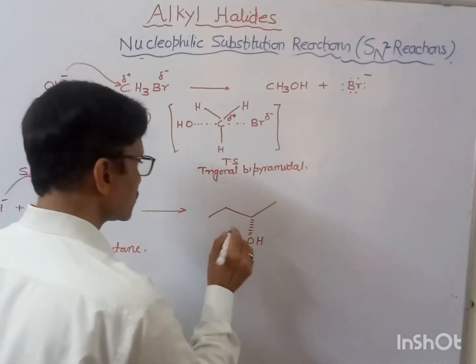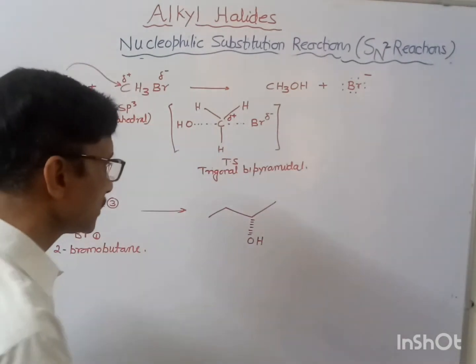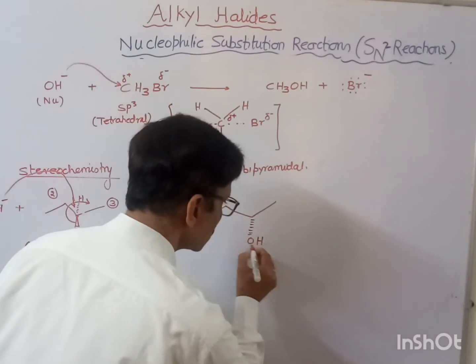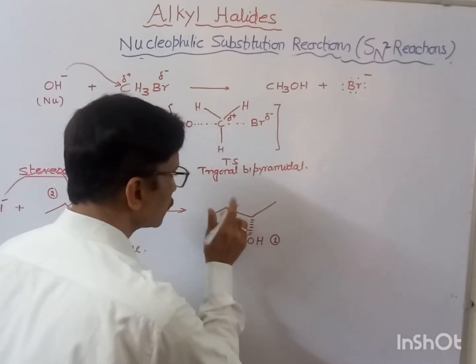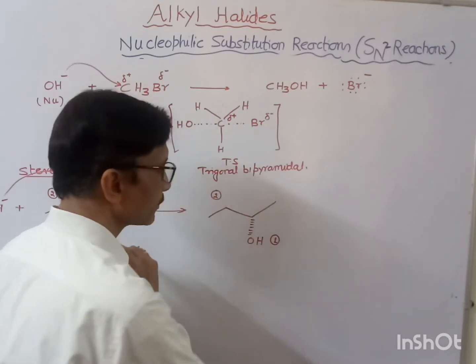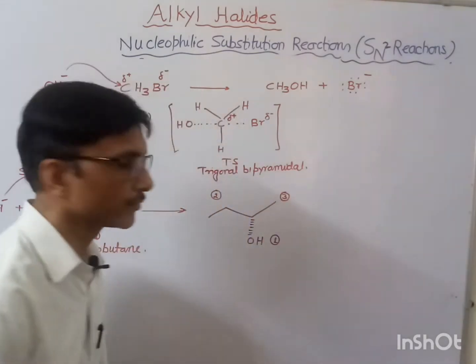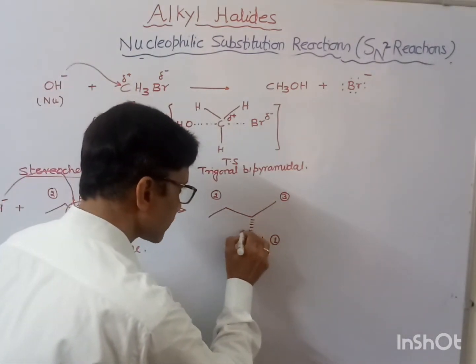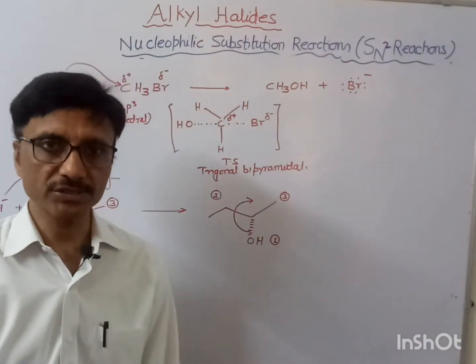Now if you want to decide the configuration of this, again we should see whether it is R or S. This OH group is given the first priority. Now this ethyl group, we should give the second priority. The methyl group should be given the third priority. Now if we see from first, second, third, again it is going in the clockwise direction.